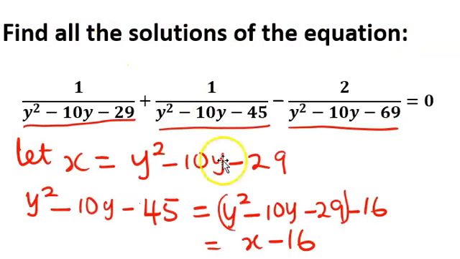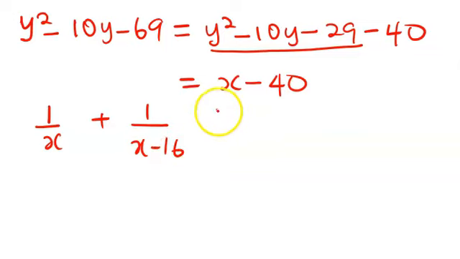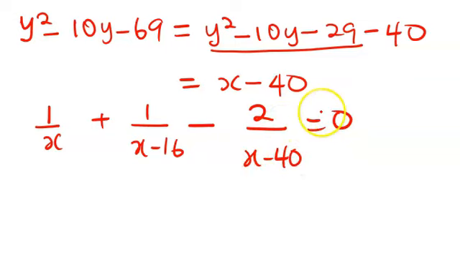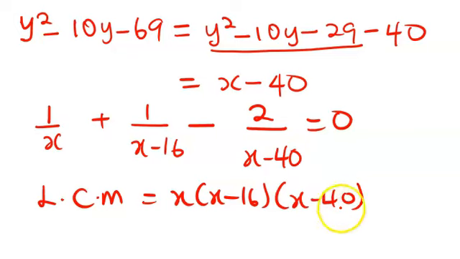So we are going to replace this by this. Therefore, the equation becomes 1 over x plus 1 over x minus 16 plus minus 2 over x minus 40 is equal to 0. So this one is easier to solve as compared to the first one. Okay, the LCM is x times x minus 16 times x minus 40. So we are going to multiply through by this LCM.